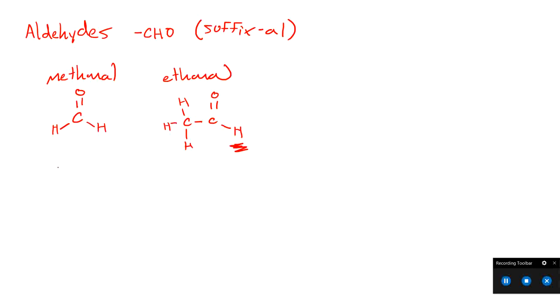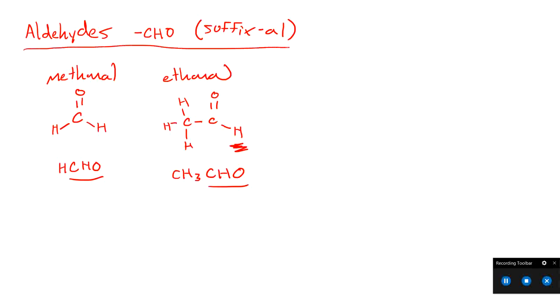When we write our condensed form for this one it is HCHO. Here we have CH3CHO, so that's CHO. You can recognize if you see that in a compound, generally that is indicative of an aldehyde. And again, you can have dials as well. You can have ones with two carbons. So that is aldehydes.